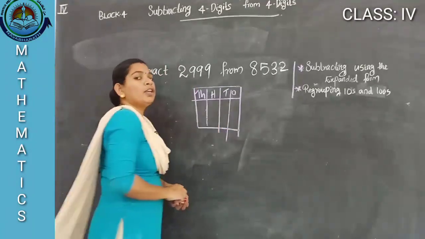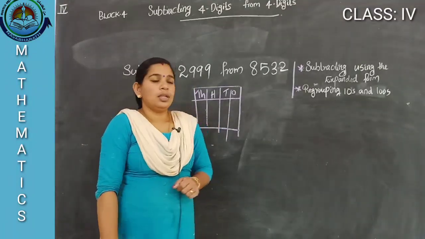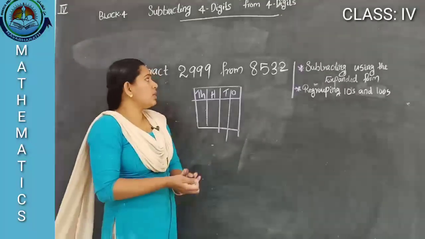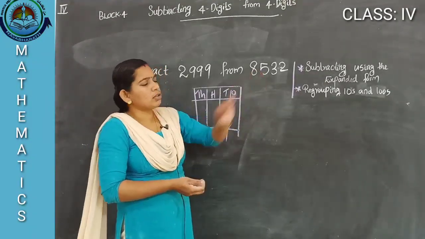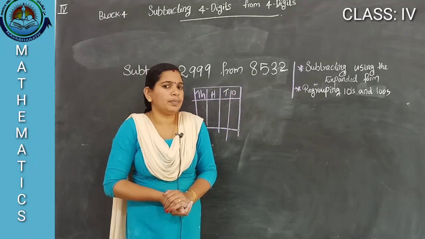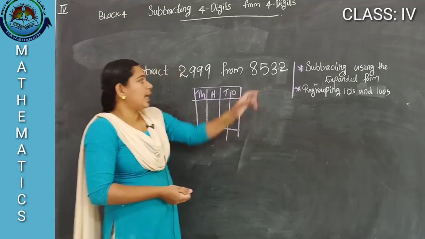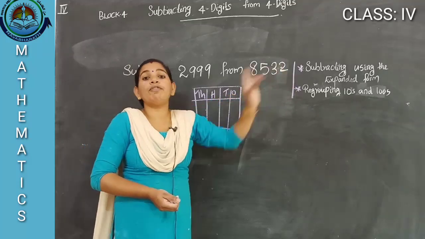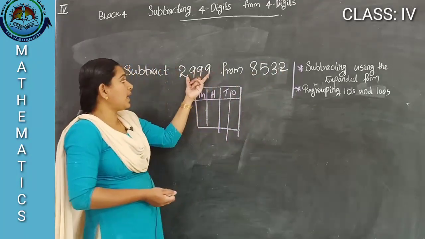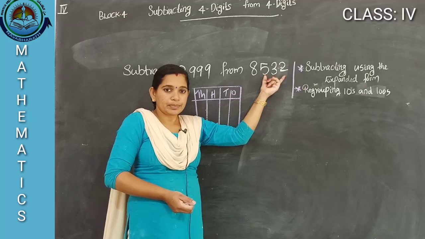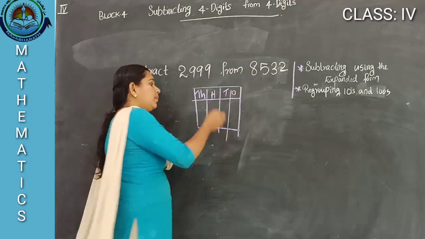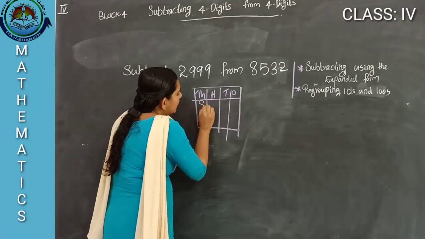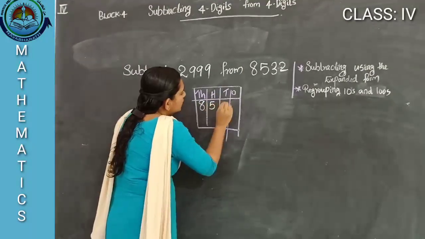Then we want to arrange the numbers. Which is the first number, 2,999 or 8,532? Good. 8,532 is the first number because we want to subtract 2,999 from this number. So we write the first number, 8,532.